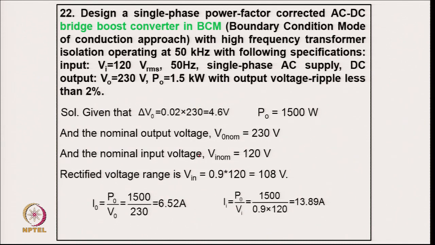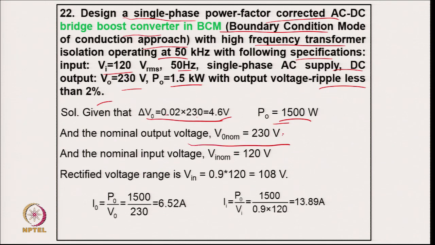Coming to the next example, design a single phase power factor corrected bridge boost converter in boundary conduction mode with a high frequency transformer operating at 50 kilohertz with a specification of 120 volt, 50 hertz single phase AC supply, and output of 230 volt and output power 1.5 kilowatt with output ripple of 2%. So, the output voltage 2% ripple will be 230 multiplied by 0.02, so it will be 4.6 volt, with power of 1500 watt.